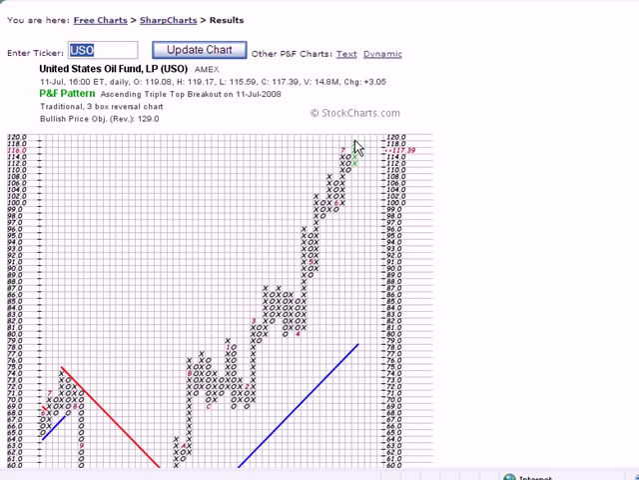Now this point and figure chart also would tell us, if we bought here, ideally it's going to go up, but where would we exit if we made a mistake? We guessed wrong. Well, here's our column of O's. If we were to create another column of O's and that column of O's dropped to be less than this one, so we dropped to 108, that would be our sell signal. So we get a clear buy signal, we get a clear sell signal.